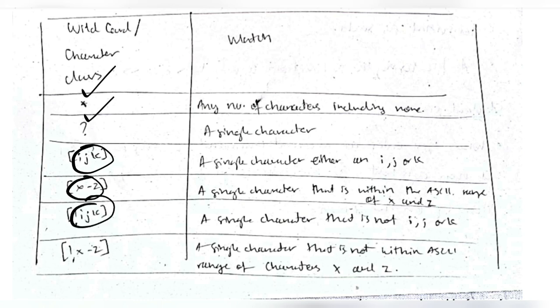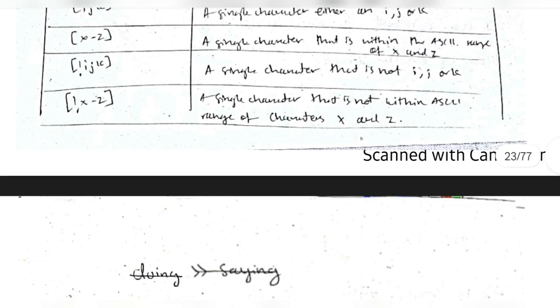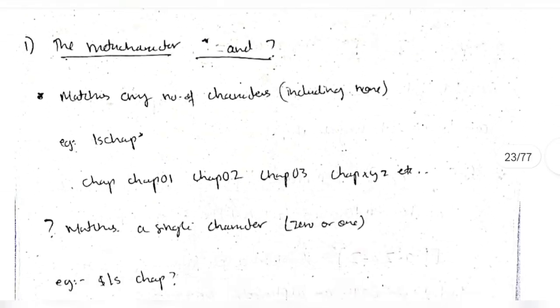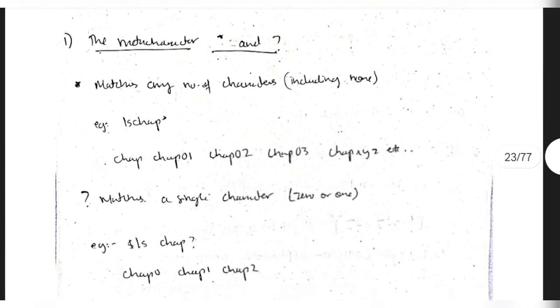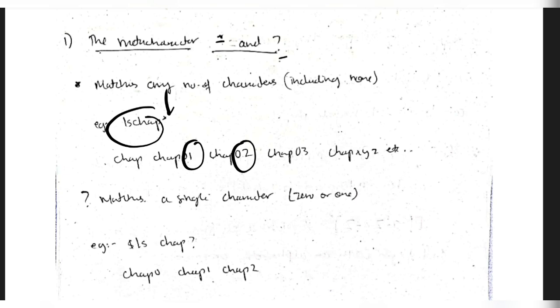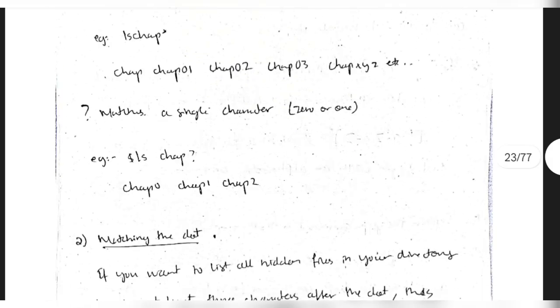These are all the characters except i, j, and k. These are all the characters except x to z. So these are the wildcard characters, and for one example of the meta characters star and question mark, here is how to use them. ls chap*: if you write star after chap, whatever comes after it gets selected and displayed.